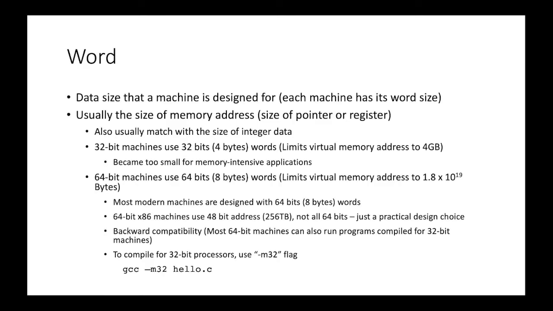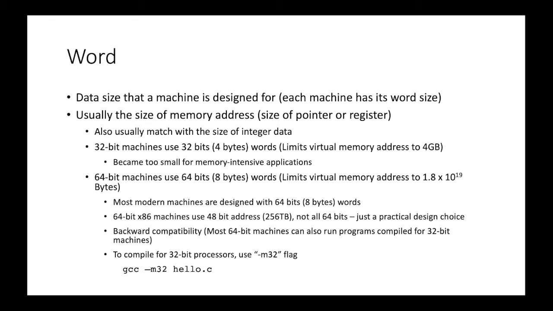The machine has a word size. It's the size that a machine is designed for. It's usually the size of a memory address, or the size of a pointer or register. The word size is 32 bits on a 32-bit machine and 64 bits on a 64-bit machine. It also usually matches the size of the integer data type.